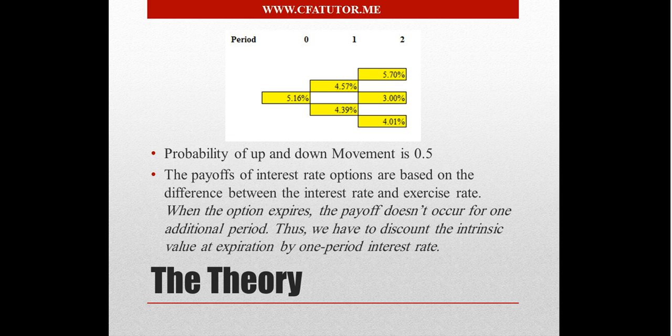And the difference between this and the binomial option pricing model on stock and fixed income, if you have encountered those before, is that the payoff of interest rate options are based on the difference between the interest rate and the exercise rate. When the option expires, however, the payoff doesn't occur for one additional period. Thus, we always have to discount the intrinsic value at expiration by 1 period interest rate. In order to understand in detail how to price options on interest rate, you should probably check the reading that's posted on the website, and the link to it is available below the video.